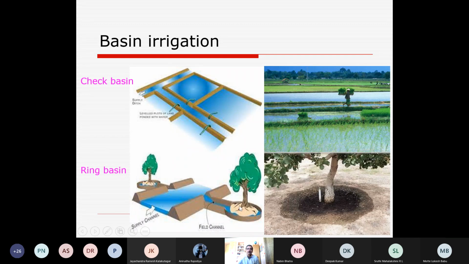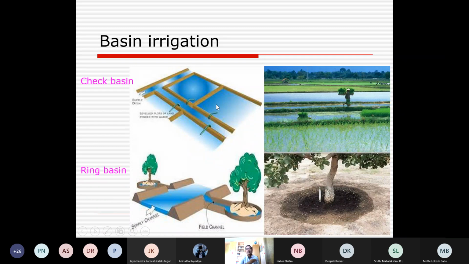Sometimes in orchards and gardens, we supply water in a circular area, which is called a ring. So it is a ring basin or a check basin. You can see in the field we have a ring basin, where water is supplied in a circular area. And if it is a controlled condition, rice irrigation itself, rice, wheat and other closely spaced crops, it is basin irrigation.